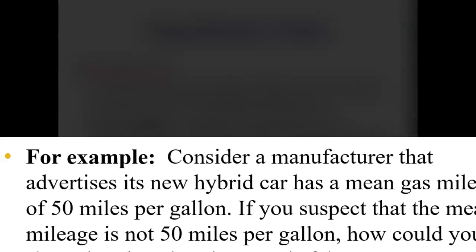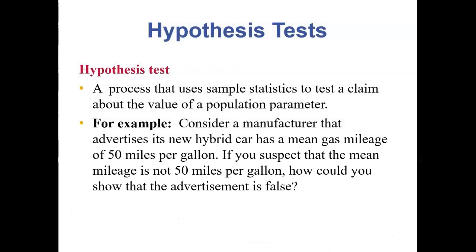Consider a manufacturer that advertises its new hybrid car has a mean gas mileage of 50 miles per gallon. If you suspect that the mean mileage is not 50 miles per gallon, how could you show the advertisement is false? So pause for a second and see what's happening in this example. So this random car manufacturer, let's say the name of the car is Kahuna. The Kahuna is the new manufacturer of the cars, and they claim that their hybrid cars get 50 miles per gallon. And now you as a statistician, you either prove them or disprove them.